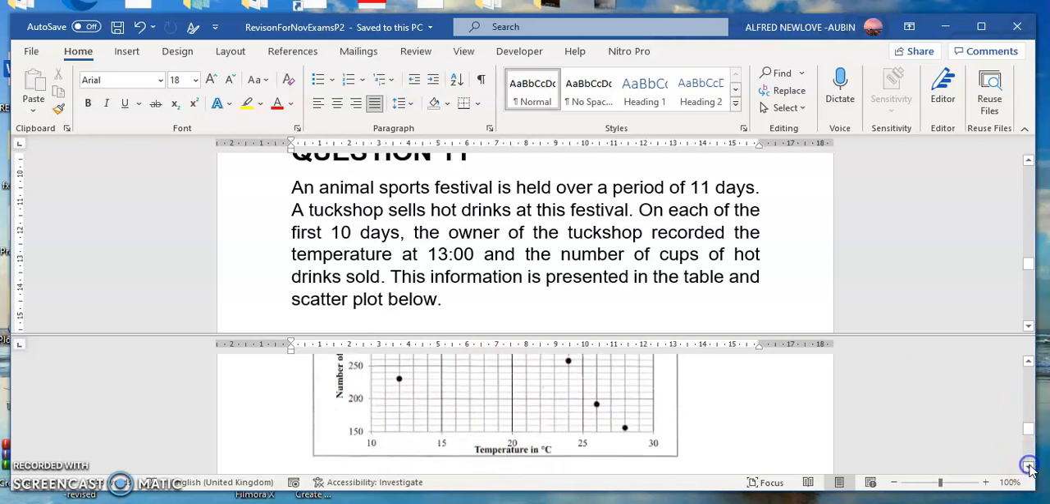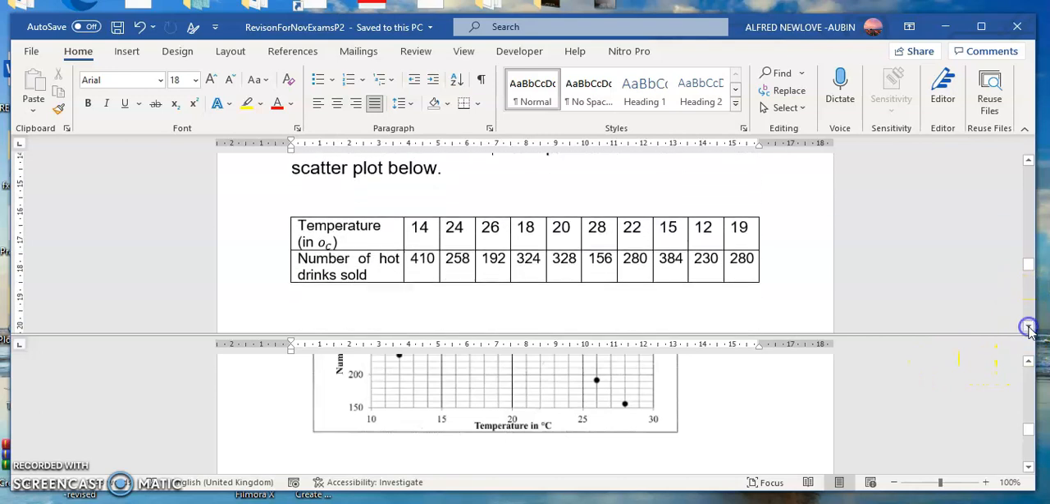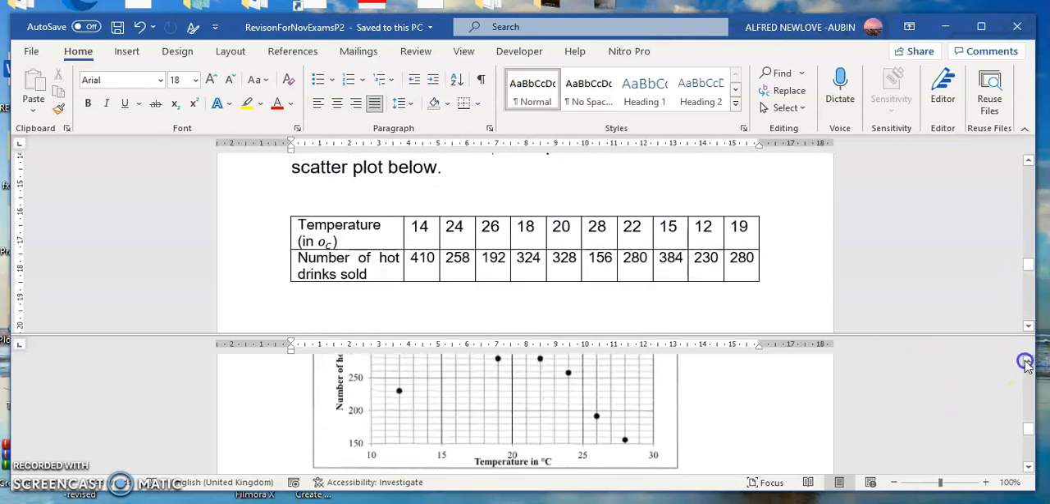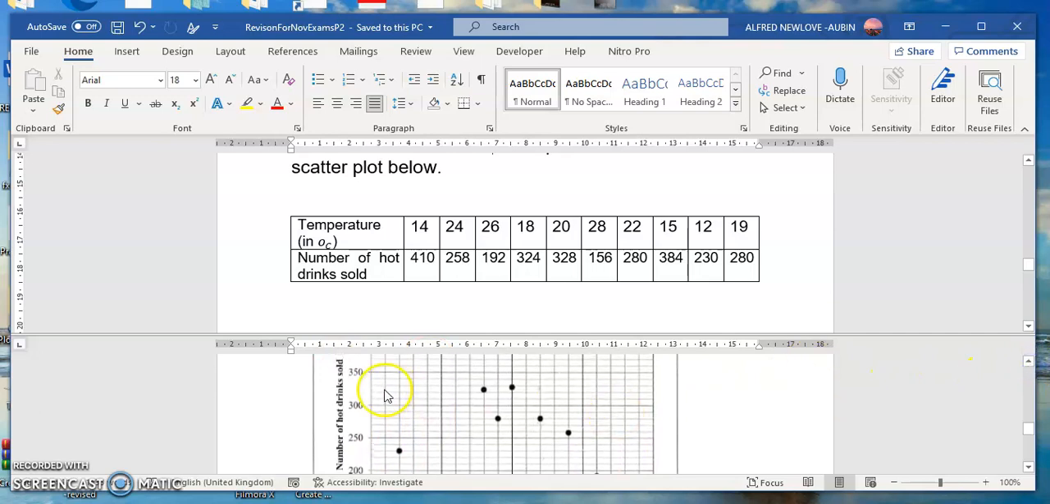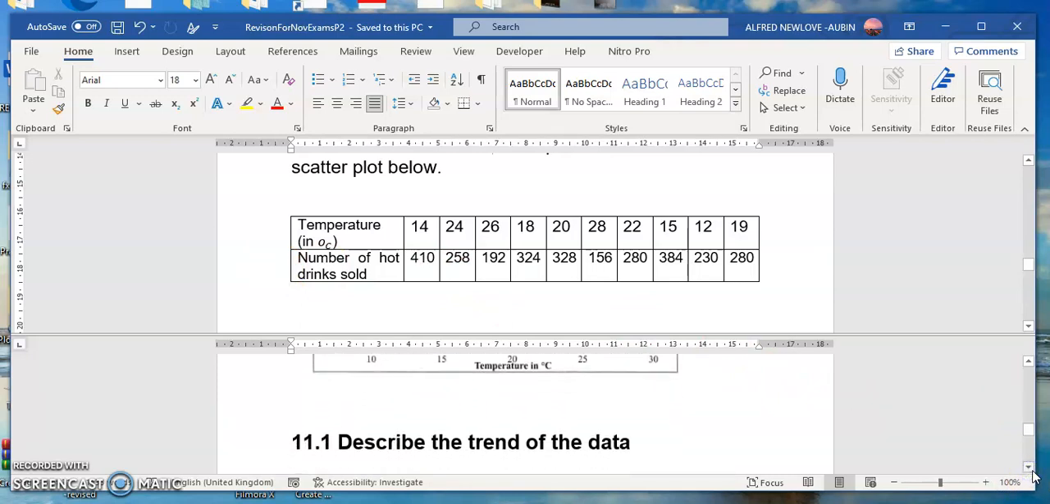Then the first question. You see that we have the temperature, which is the X, and the number of drinks sold, which is the Y. So when the question is given to you, just write X at this side, Y at this side. Then the question says, describe the trend of the data.